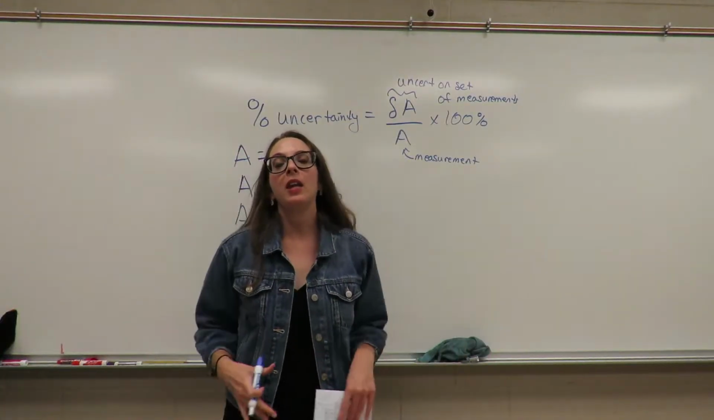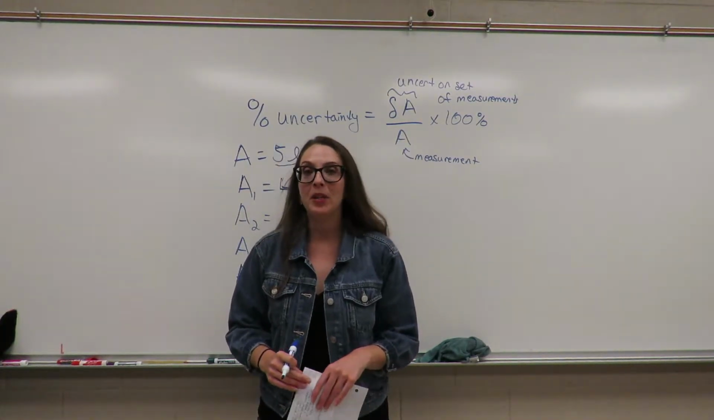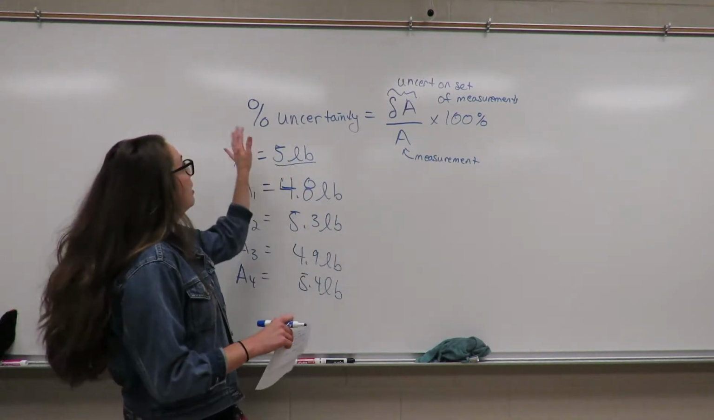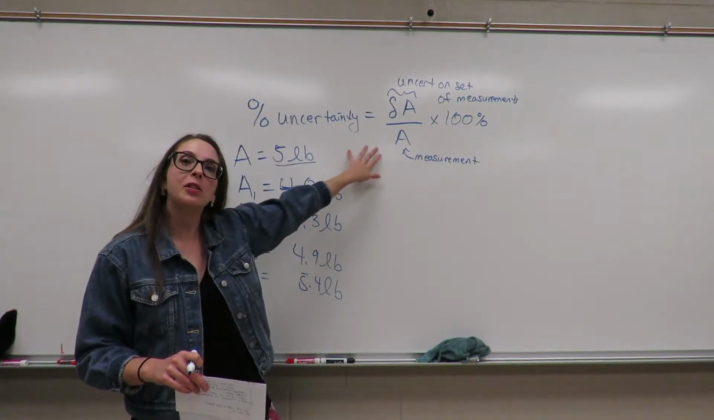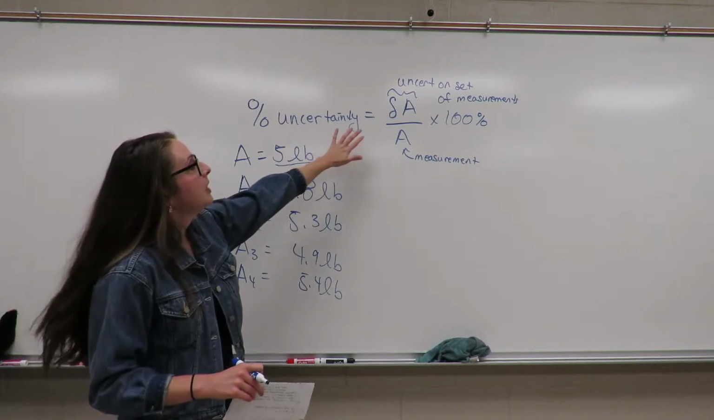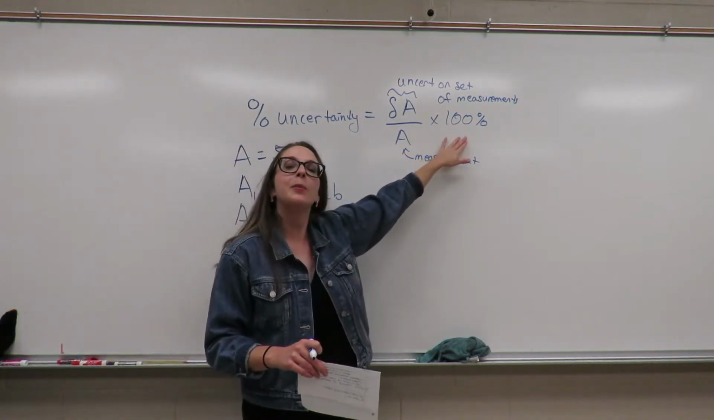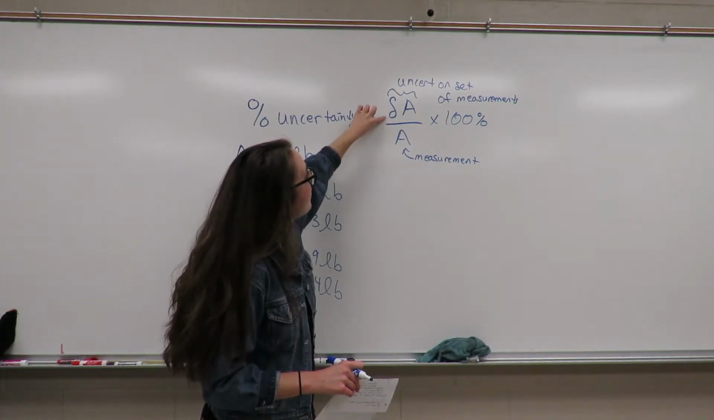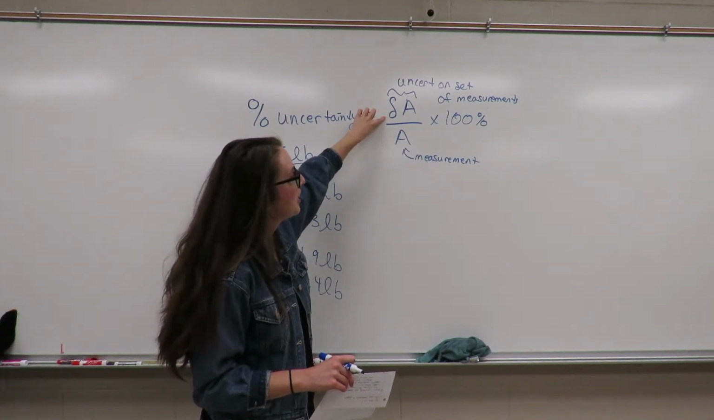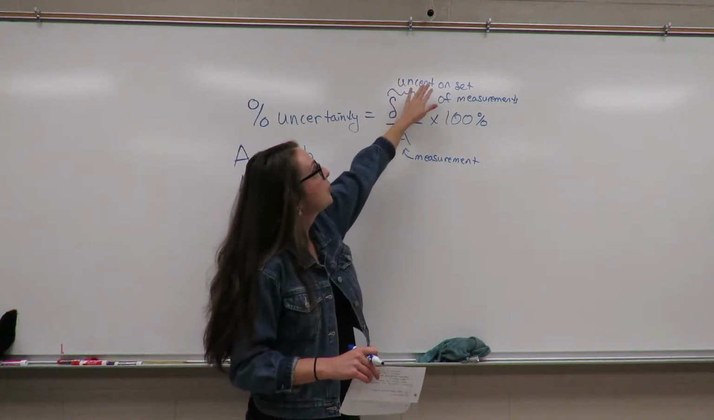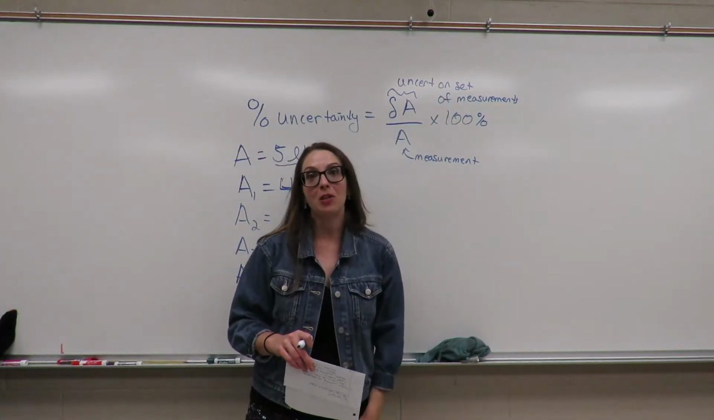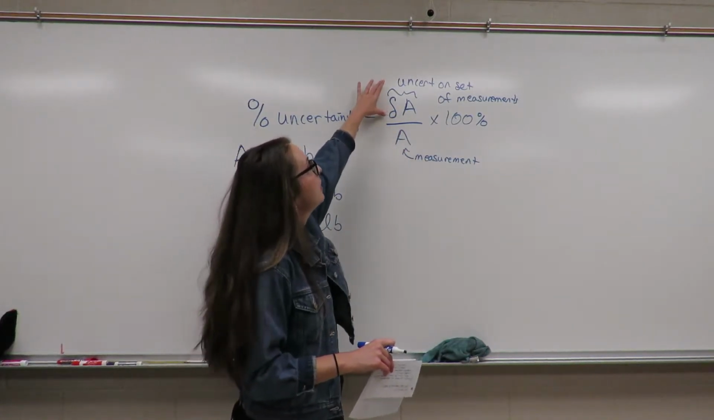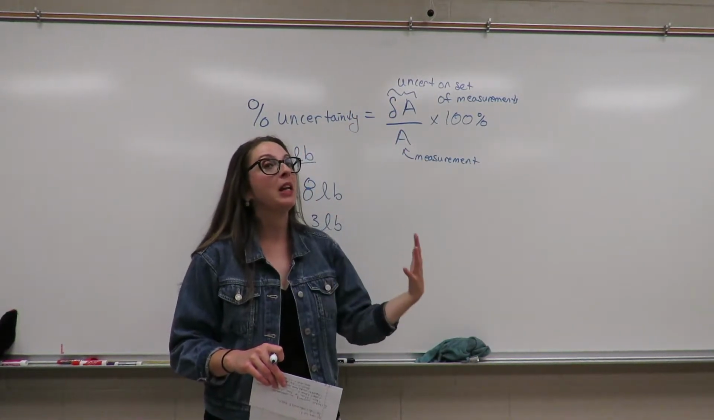So one way we can think about uncertainty on our measurements is by calculating something called the percent uncertainty. So here is the equation for our percent uncertainty. The percent uncertainty is equal to delta A over A times 100%. Okay, so delta A, this little symbol here is supposed to be my Greek lowercase letter delta. Delta A is the uncertainty on a set of measurements. Okay, rather than the uncertainty on one measurement, this is the uncertainty on a set of measurements, many trials.